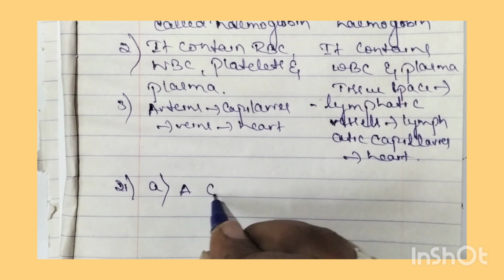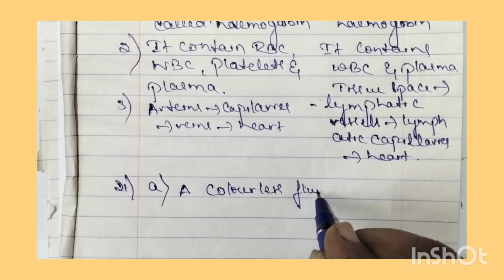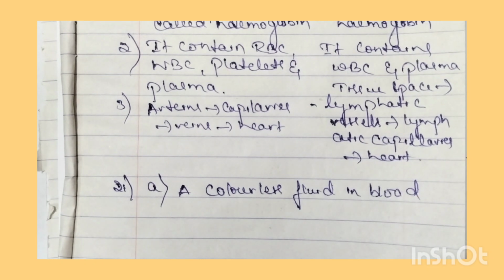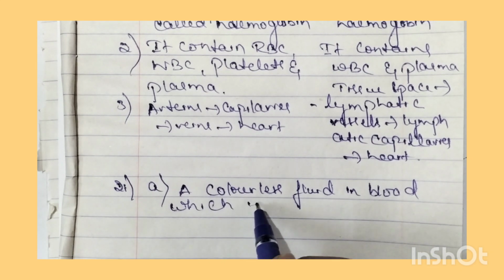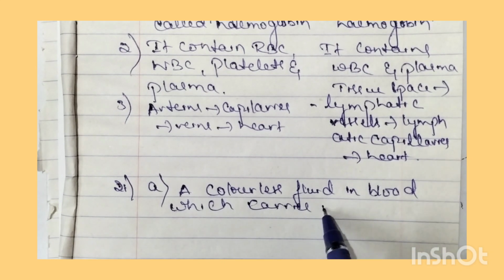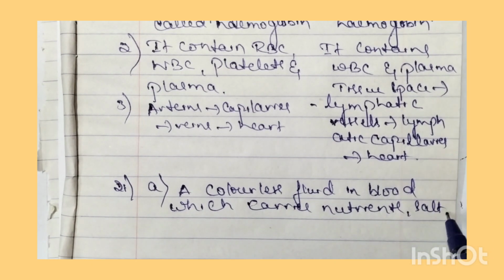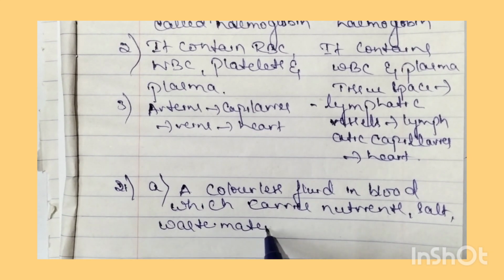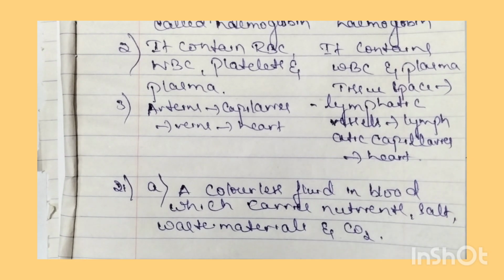A colorless fluid in blood which carries nutrients, salt, waste materials and carbon dioxide is called plasma.